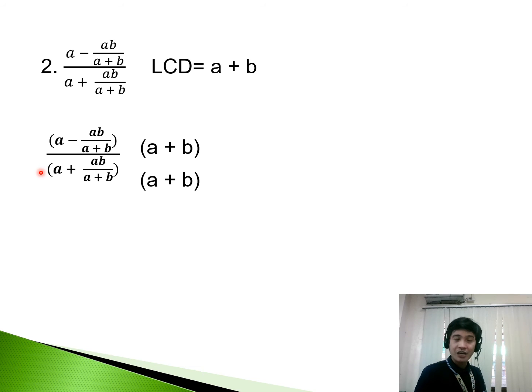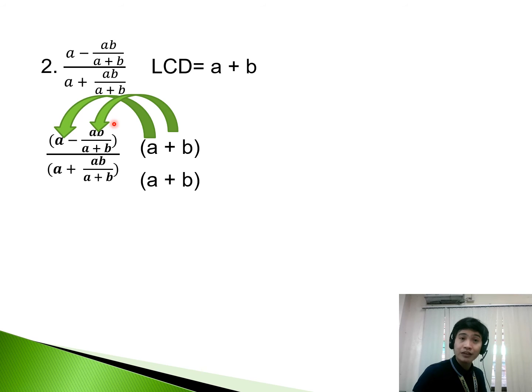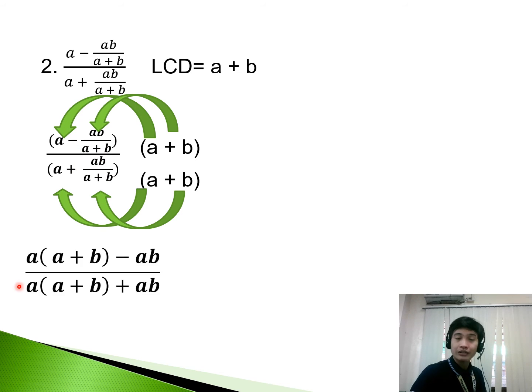So paano po yung prosesong gagawin natin? So we have here a plus b will be multiplied to a, and then a plus b will be multiplied to ab over a plus b. Yun din ang proseso na magaganap dun sa ating denominator. So si a plus b ay ating ita-times o i-multiply kay a, while si a plus b ay ating i-multiply kay ab over a plus b. Pagka ganun po ang senaryo, ang resulta, we have a quantity a plus b minus ab over a quantity a plus b plus ab.